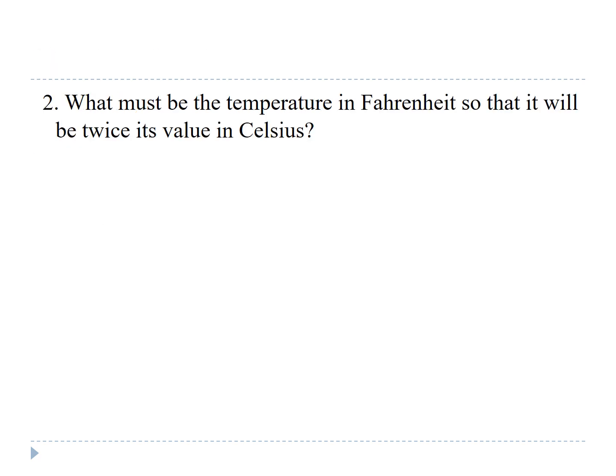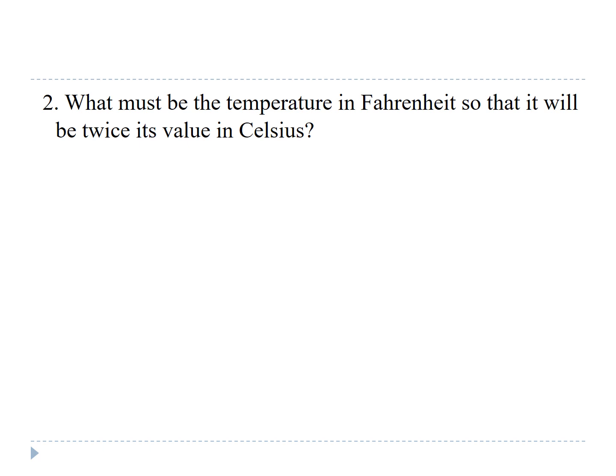Coming to the next numerical. What must be the temperature in Fahrenheit so that it will be twice its value in Celsius? Okay, understand the numerical first. They are asking you what will be the temperature in Fahrenheit. That means F you have to find out. Which temperature are they talking about? That temperature when the Fahrenheit is double that of Celsius or twice its value in Celsius.